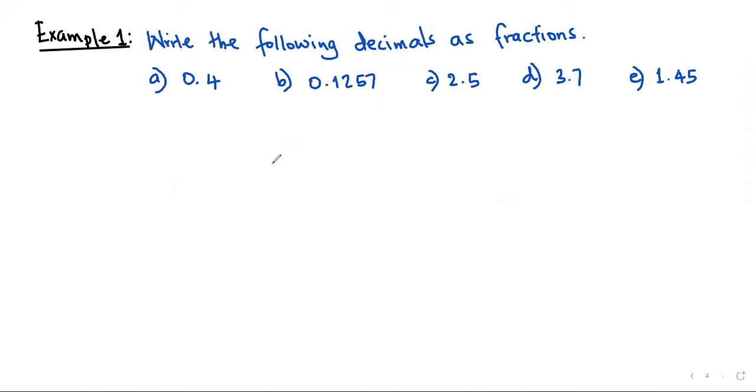Okay, so when you look at the numbers that we have in example 1, they are all zero repeating decimals. These are zero repeating decimals. So let's see how to write these kind of decimals as fractions. Let's get the solutions.